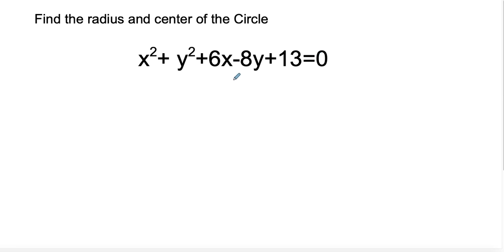Hi everyone, it's Coach Fred here, and today I'm going to be teaching you how to find the radius and the center of a circle when the circle is in general form, okay?